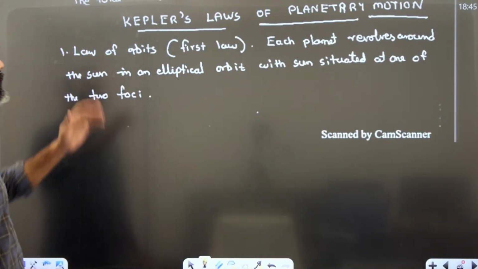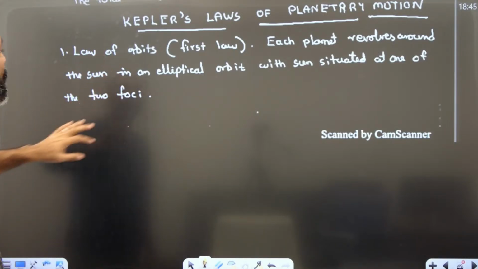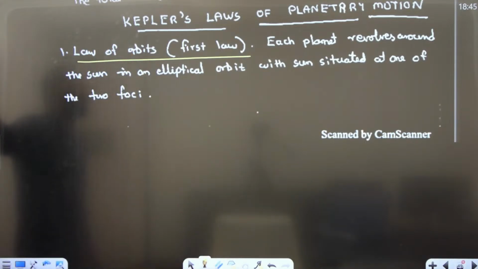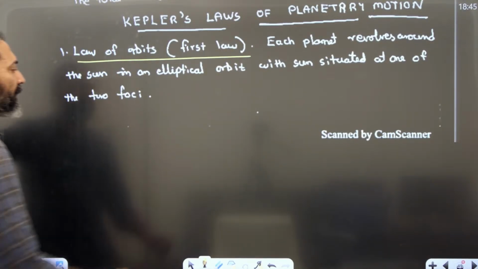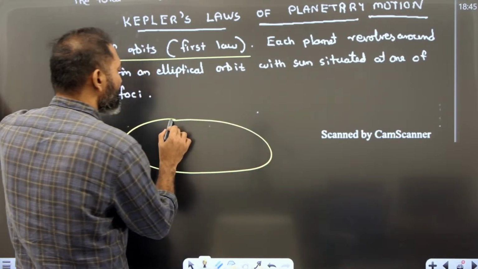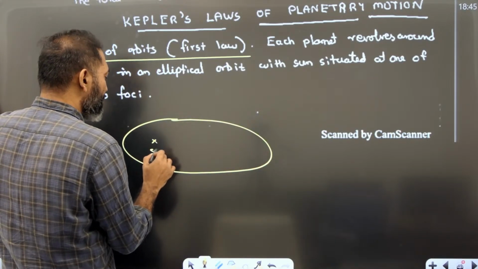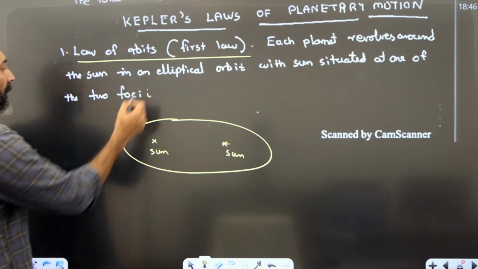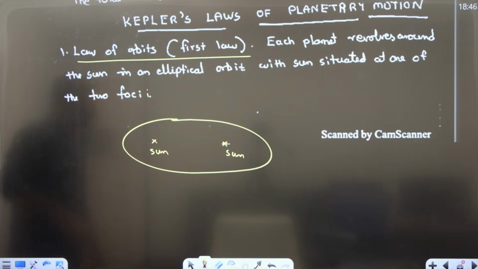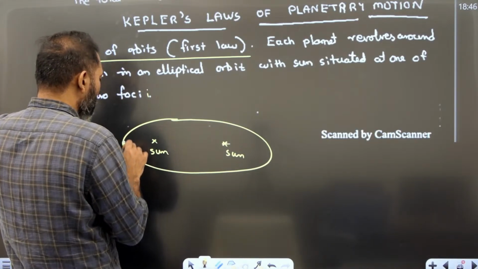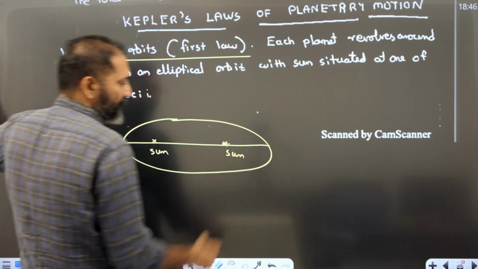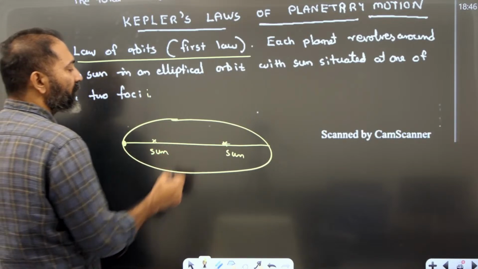What are Kepler's laws of planetary motion? Kepler's first law, which is also called the law of orbits. It states that each planet revolves around the sun in an elliptical orbit with the sun situated at one of the two foci. Foci, or some teachers pronounce it as foci. See, this is the sun. Suppose this is the planet. Each planet revolves around the sun in what orbit? Elliptical orbit, with the sun situated at one of the two foci.